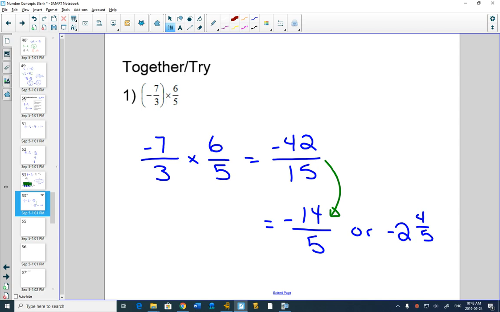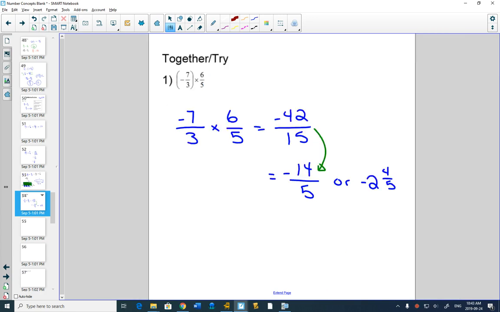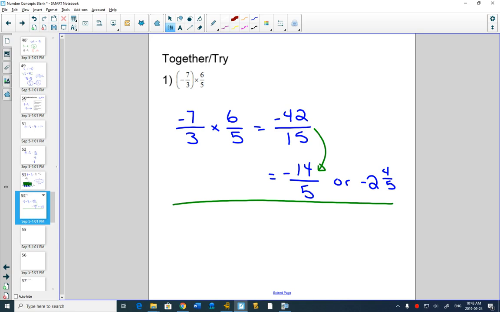Okay, quick check. What's 7 times 6? 42. Now I'm gonna throw a curveball. What's 6 times 7? 42. And so if 7 times 6 and 6 times 7 are both 42, have I changed anything if I rewrite this like this? Is my answer going to change? No.